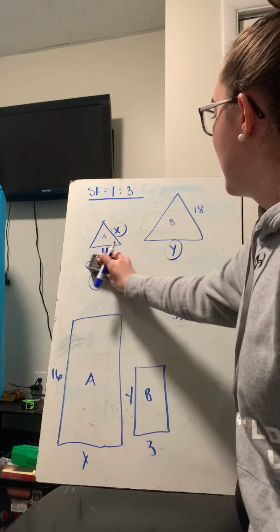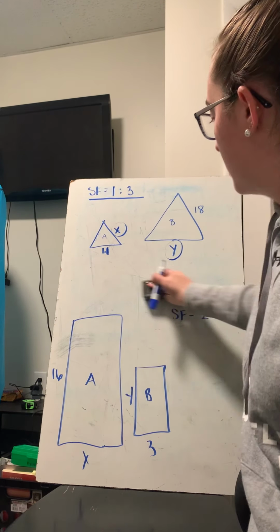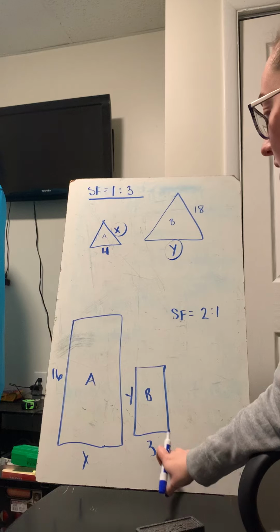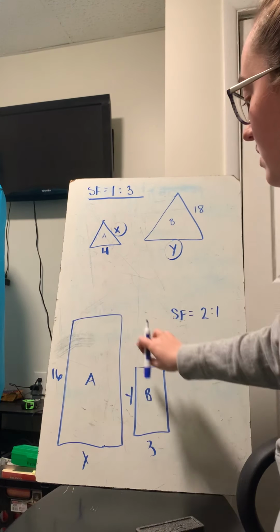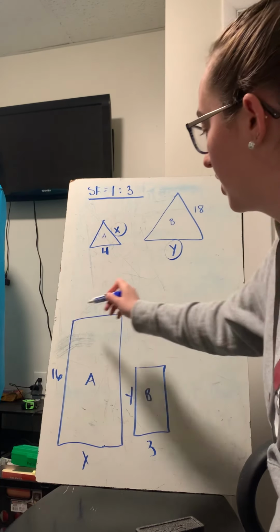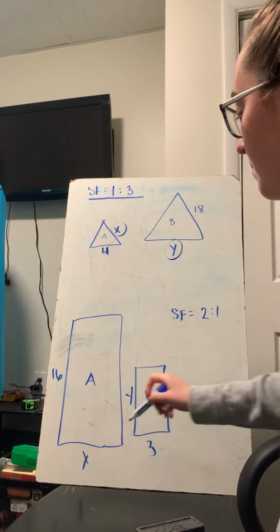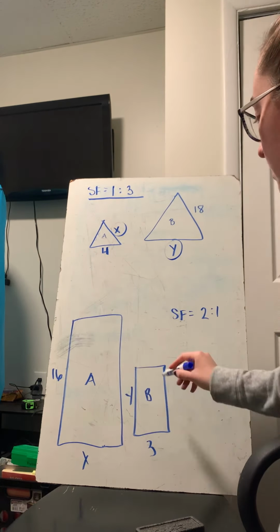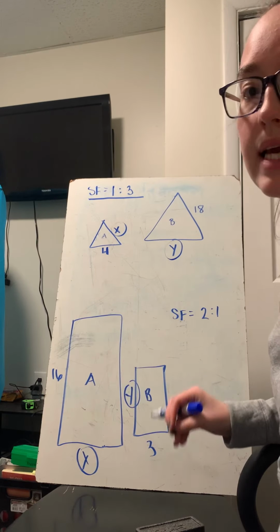Okay? I can do the same thing with these rectangles, but now I'm going from a bigger rectangle down to a smaller rectangle. My scale factor is 2 to 1, so I'm starting with the 2, the bigger one this time, going down to the 1. Okay, and I'm trying to figure out what X and Y are equal to. Y belongs on the B rectangle. So if I start with 16 and Y, these are corresponding sides, which means they can go together.